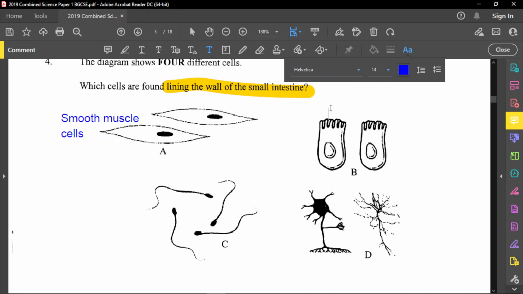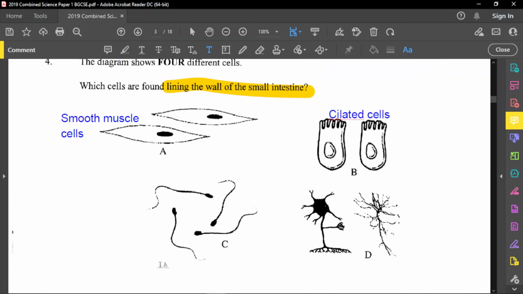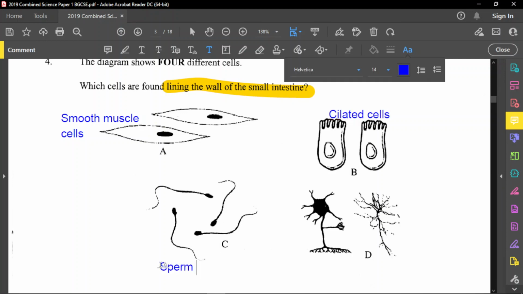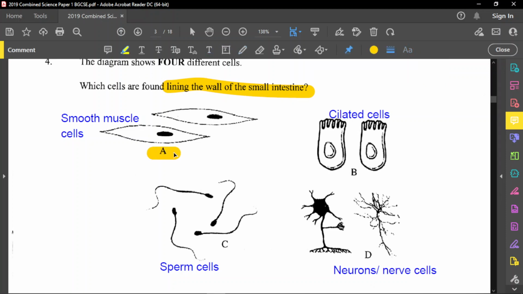And cell B, they are what we call ciliated cells. And for cell C, we call those sperm cells. And for cell D, those are our neurons, or what we call our nerve cells. So which of them are found in the lining of the small intestine? Very important. The lining of the small intestine is covered by what we call smooth muscles. So therefore, A is correct.